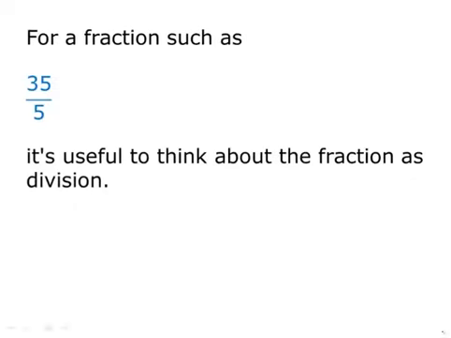For a fraction such as 35 over 5, it's useful to think about the fraction as division because that division we can actually perform. 35 divided by 5 equals 7. Notice that 35 over 5, that in every way is an equivalent way to write the number 7. When we write 35 over 5, we are writing the number 7 in kind of a hidden form.